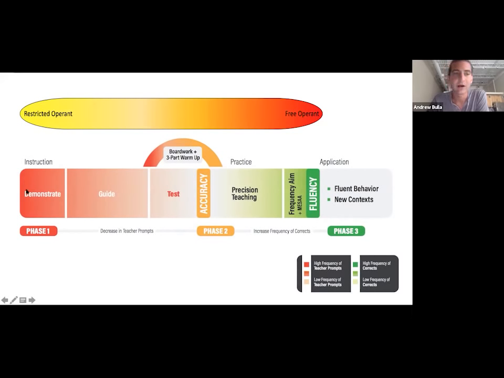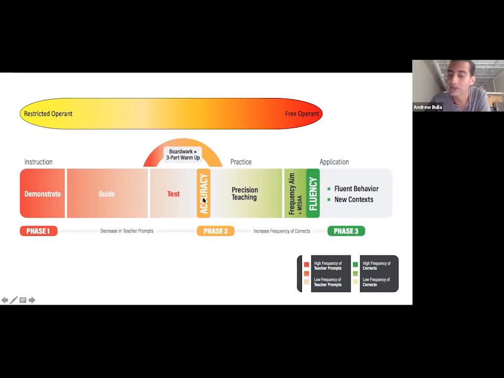And notice we go from a heavily high frequency of teacher prompts, and then we slow down the number of teacher prompts, and we begin to increase the frequency of that response. So we're using a very restricted operant paradigm. So we might use things like discrete trial and slow down restricted direct instruction to get the behavior to occur as we systematically fade back our prompts. But as you see, as we begin to fade back our prompts, we're getting more and more into that free operant paradigm.